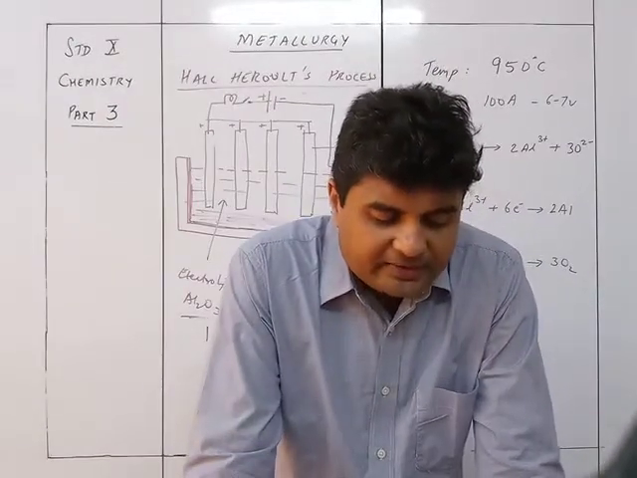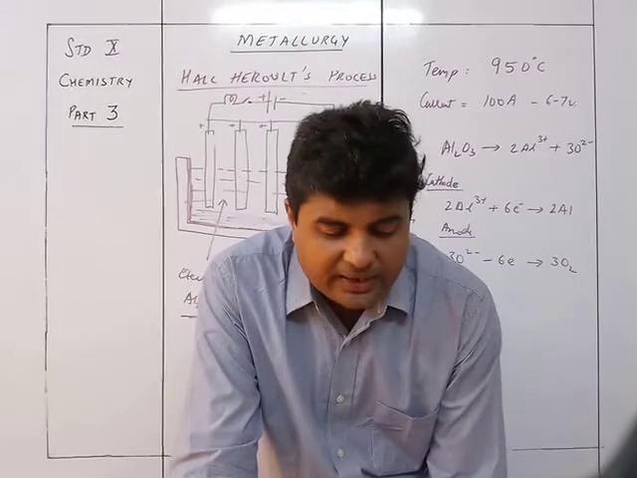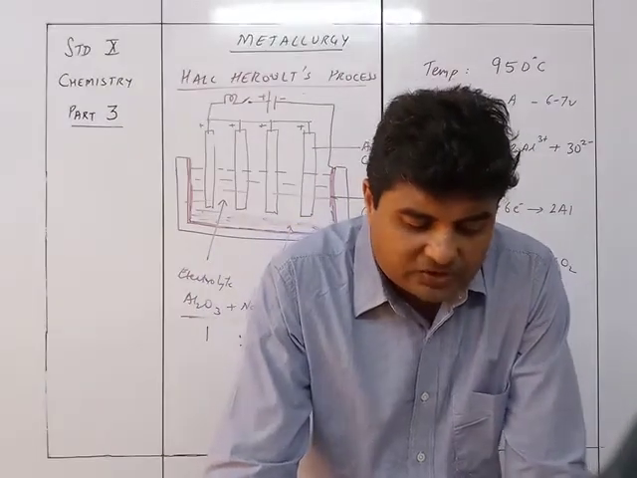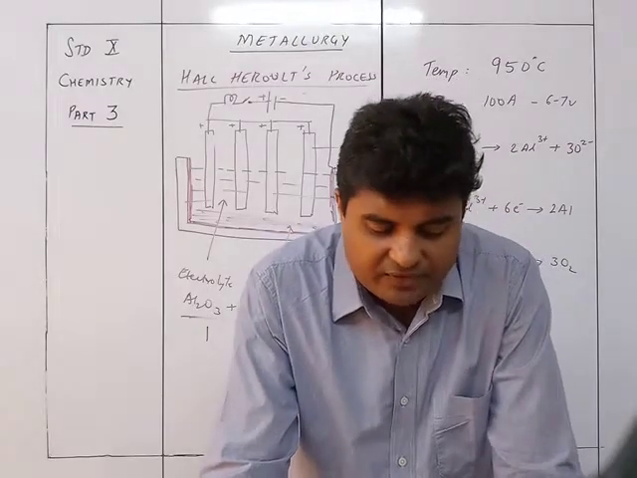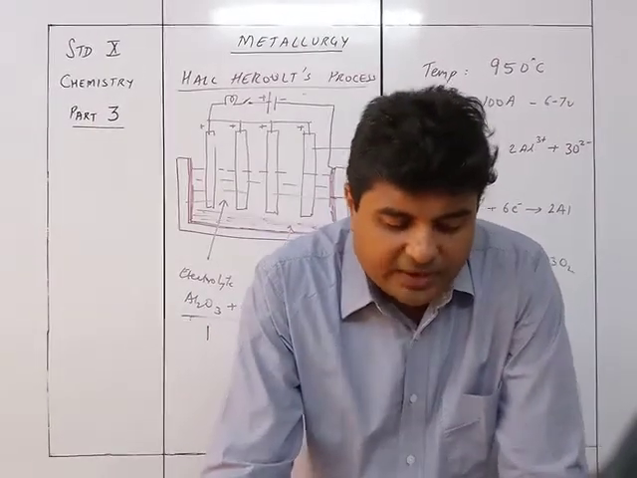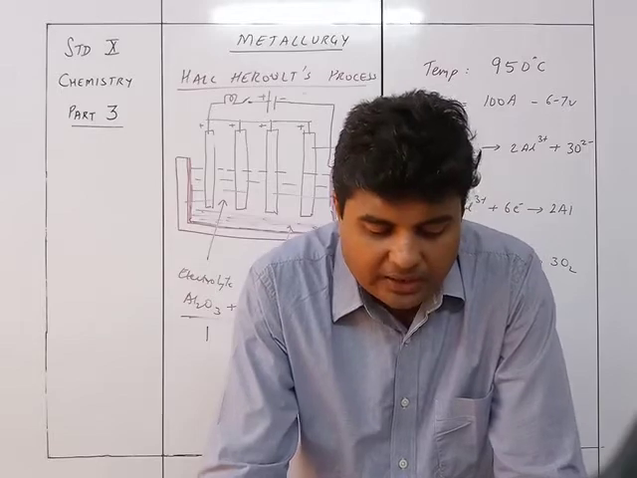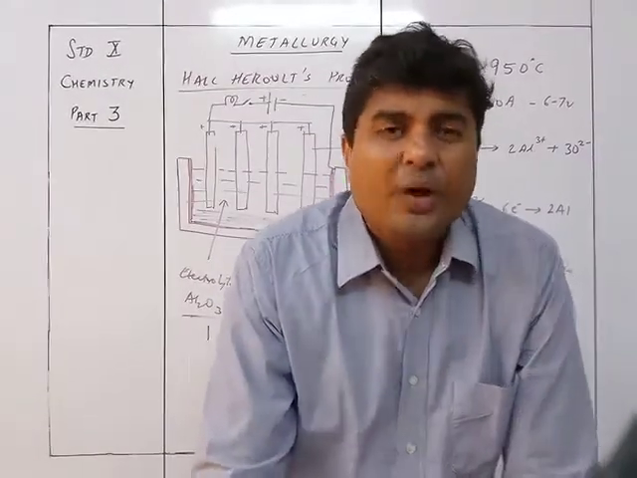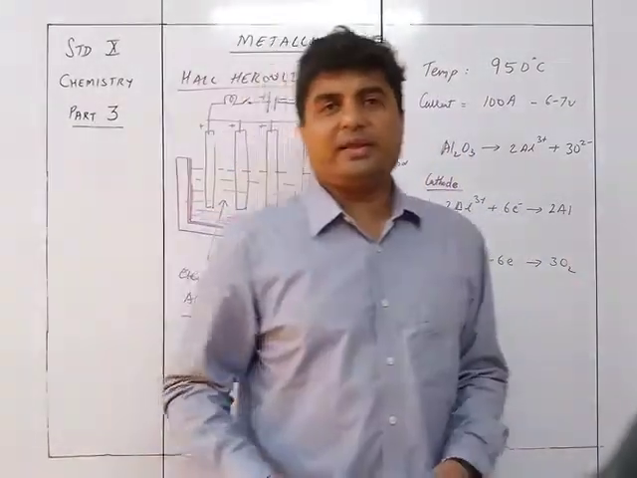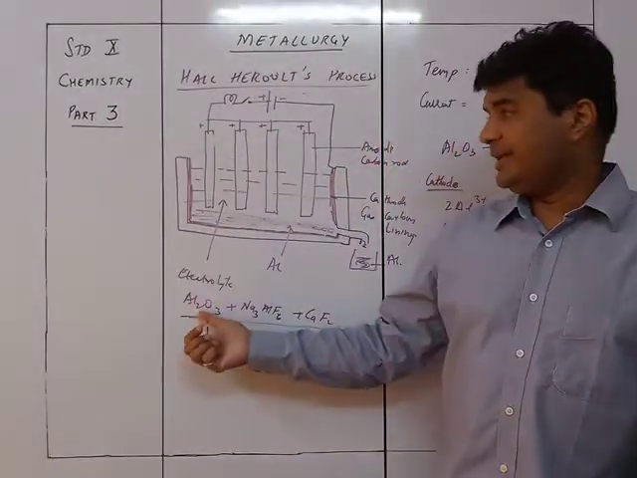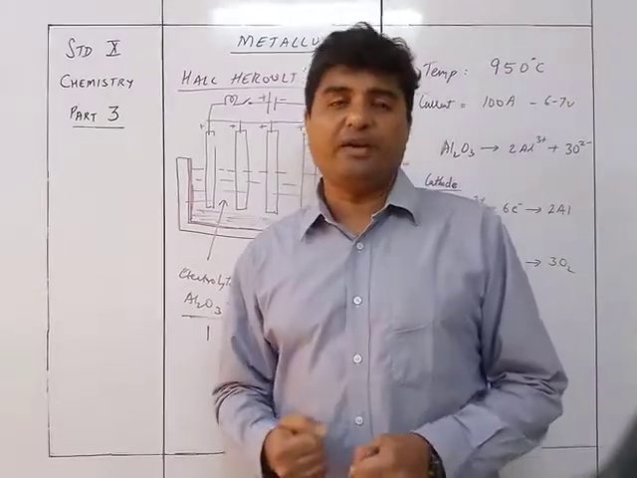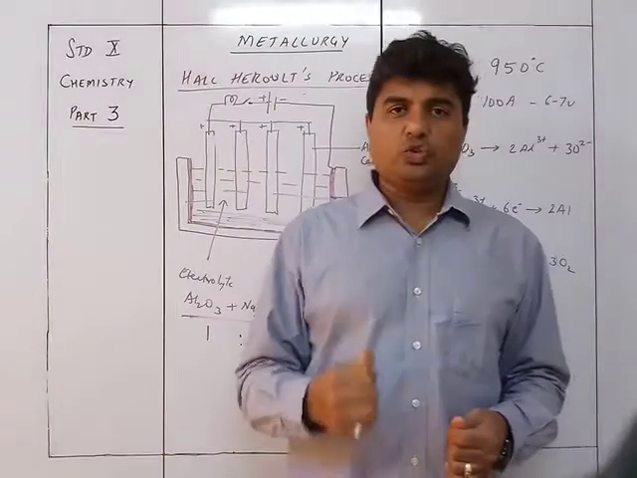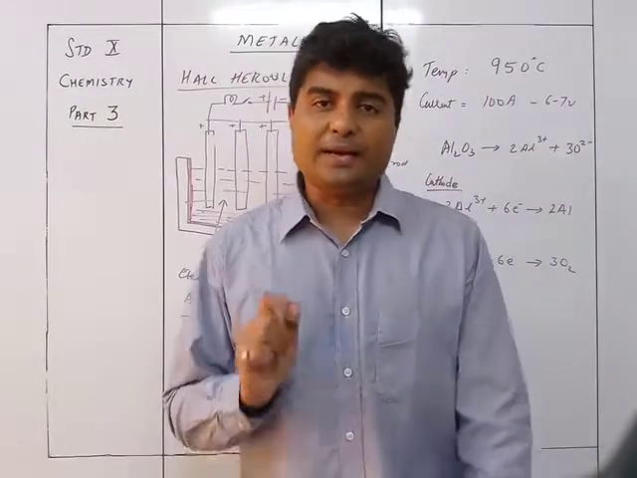Fused alumina is electrolytically reduced to aluminum. Al2O3 is a highly stable oxide and aluminum has a strong affinity for oxygen. Hence Al2O3 can be reduced to aluminum electrolytically only and not by reducing agents. So the first thing is why we use electrolysis and nothing else: alumina has a strong affinity with oxygen and does not give away its oxygen very easily.